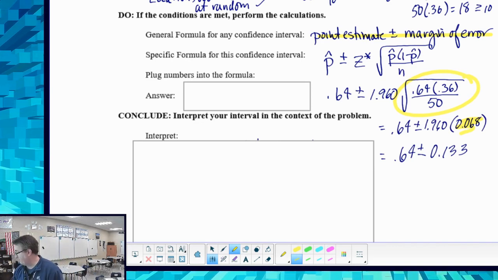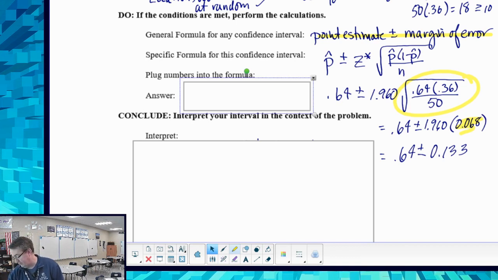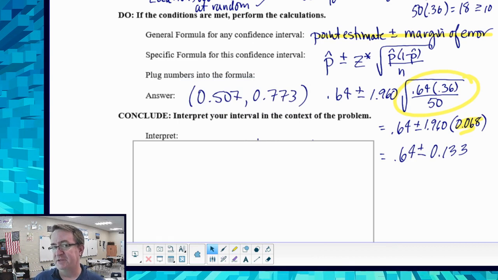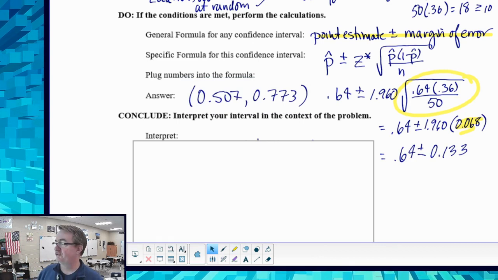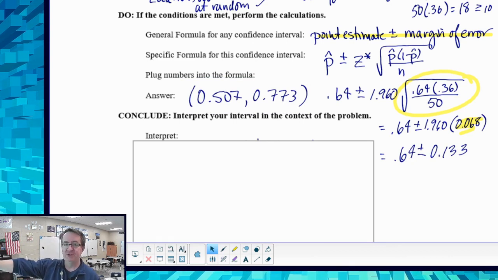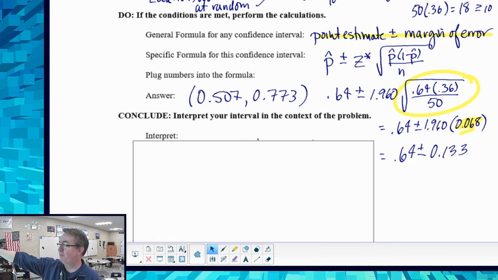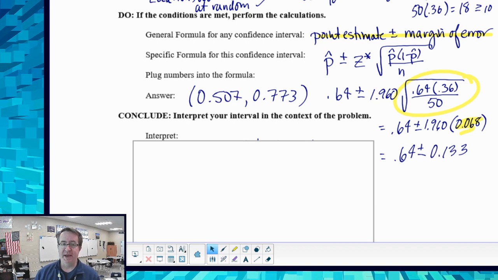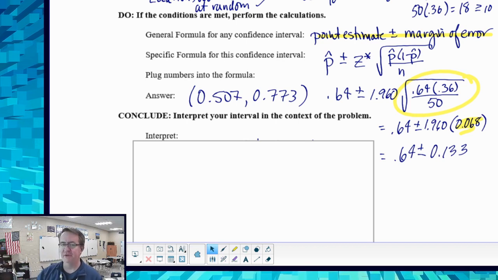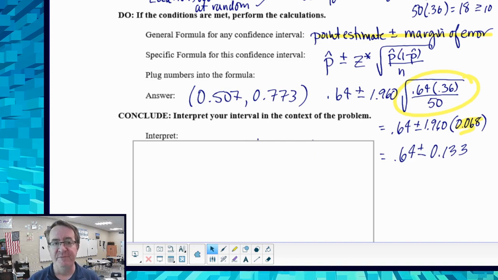So then we have to do the plus or minus. So now here is our interval. And remember, this is 95% confident that we're capturing the true proportion of how much water is around the world. The bottom number is just around 50%. The upper number is just below 80%. So we were 95% confident that, well, actually, that's going to get into the next section. I'm already getting ahead of myself.